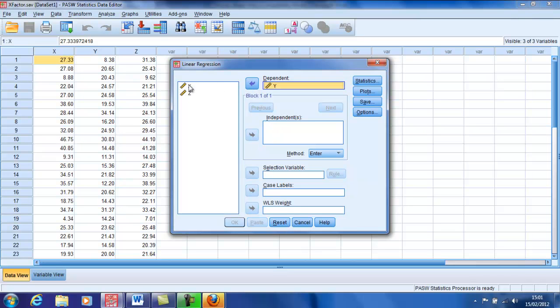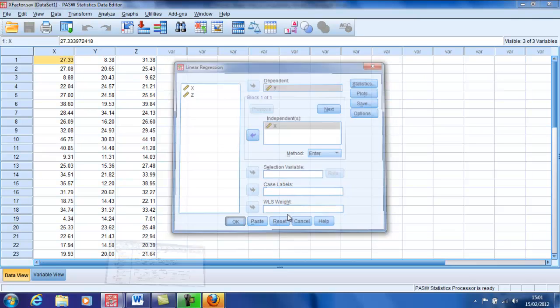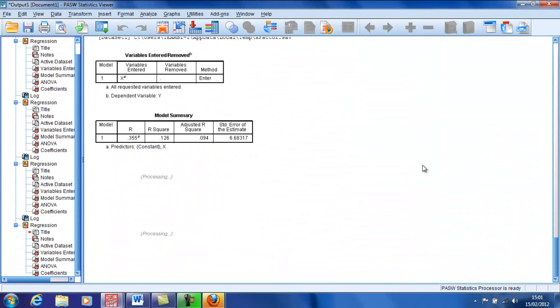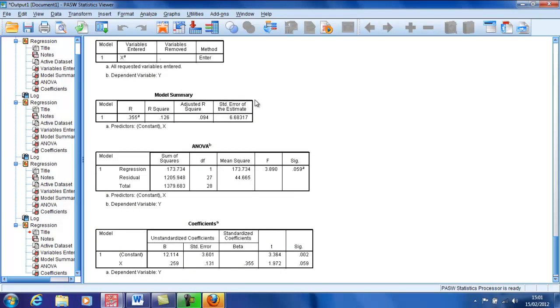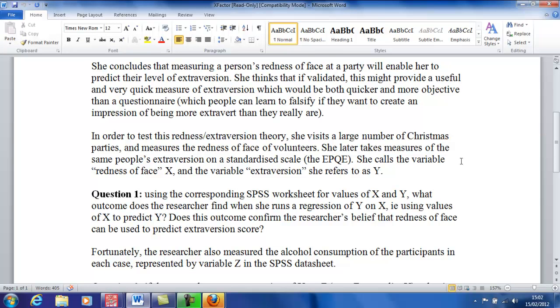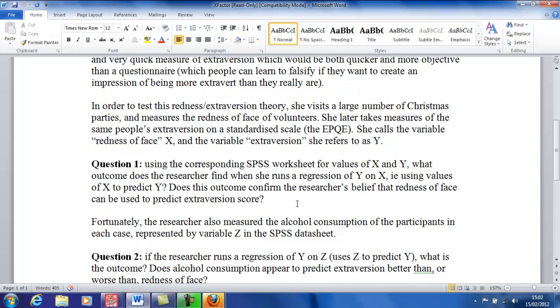Y is the dependent variable and X is the independent. And I see a rather weak result. The regression is nearly significant. It's a strong trend, but it's not actually significant. Adjusted R-squared is rather low. Note, it's about 9%. Not a very encouraging result. So I suppose the answer is that the outcome provides rather weak evidence for the researcher's belief.